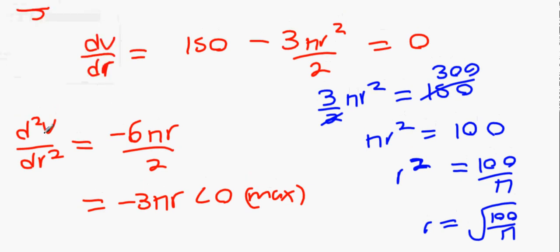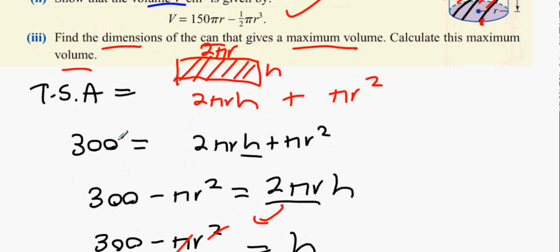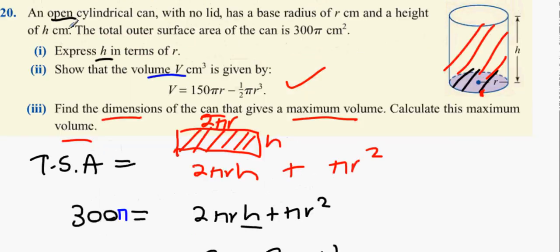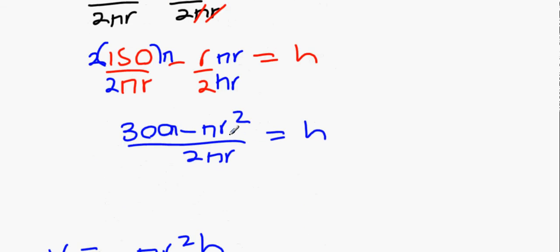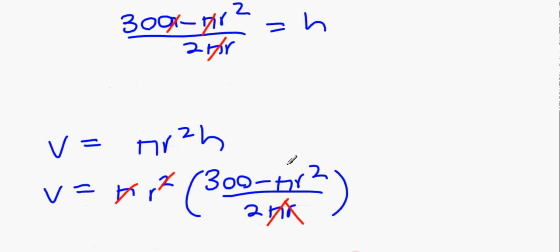This doesn't quite seem right. What actually happened here was this was actually a pi, so it took it down wrong, it was 300 pi. So the height is 300 pi all over pi r squared. So these pi's can cancel now. That's where that problem kicked in. So that pi is gone, that pi is gone. So h equals 300 minus r squared all over 2r.